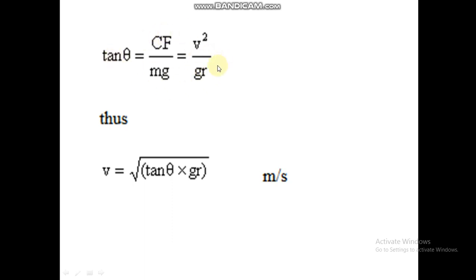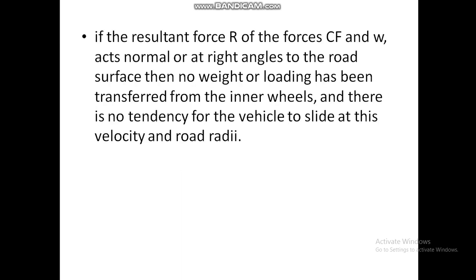From this relation, we can calculate the velocity. V is equal to the square root of g r tan theta, in meters per second. If your vehicle moves with this velocity, it will not slide on a banked road, and it will be completely stable.